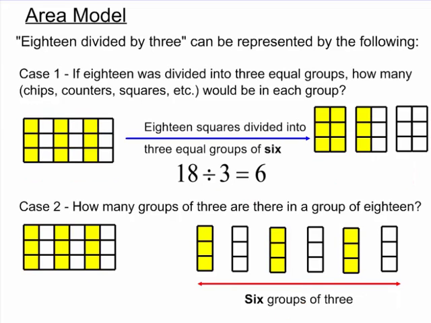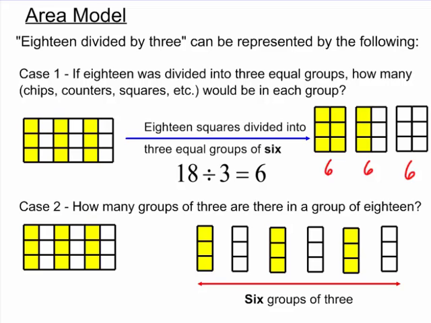So let's start with 18 divided by 3. So we've got some bigger numbers. So case one, if 18 was divided into 3 equal groups, how many chips, counters, squares, etc. would be in each group? So I've taken my physical model of 18 squares here. I've broken them down into 3 equal groups over on the right-hand side. And if I count them up, I can see pretty quickly that each group has to have 6 in them. So 18 divided by 3 equals 6 from case one.